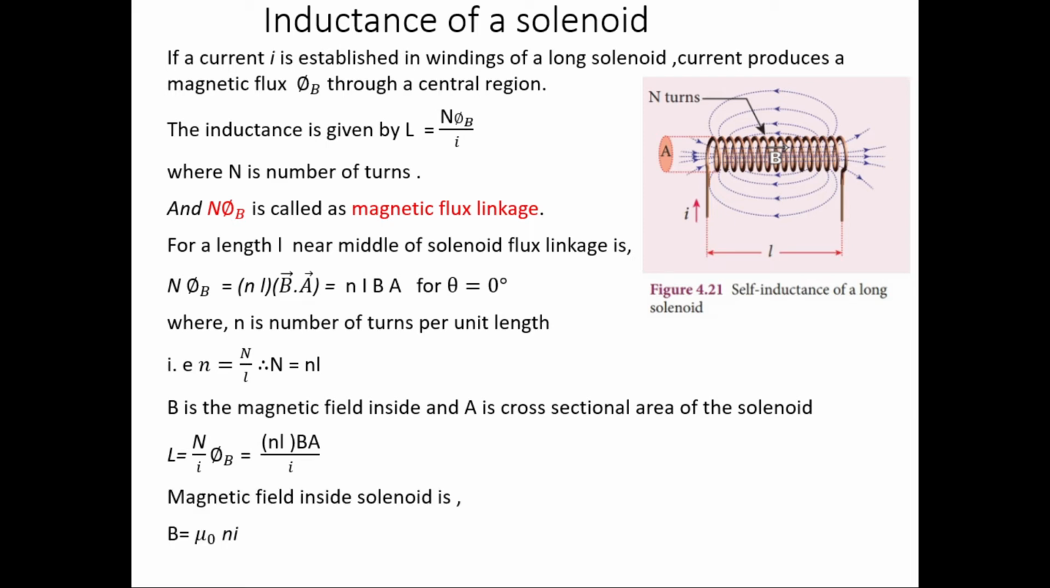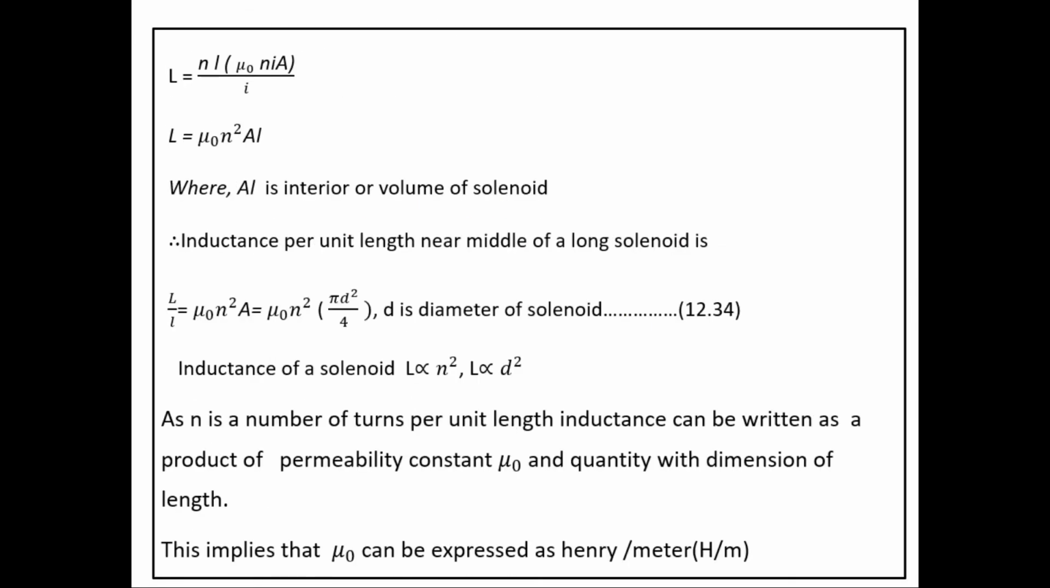Now the magnetic field inside the solenoid is B equal to mu 0 n i, where mu 0 is the permeability of free space. So after putting this value we get L equal to n l into mu 0 n i A divided by I. Here I gets cancelled and we get mu 0 n square A l. So A l, that is area into length, is the volume of the solenoid. Therefore inductance per unit length, capital L upon small l, is equal to mu 0 n square A.